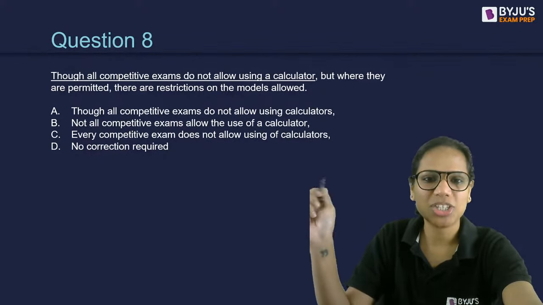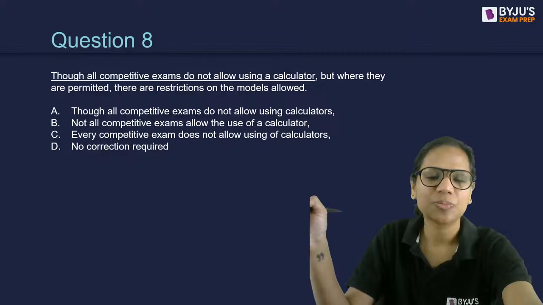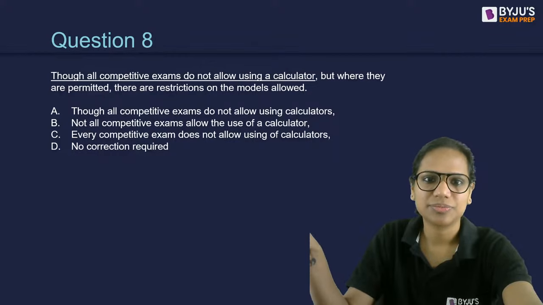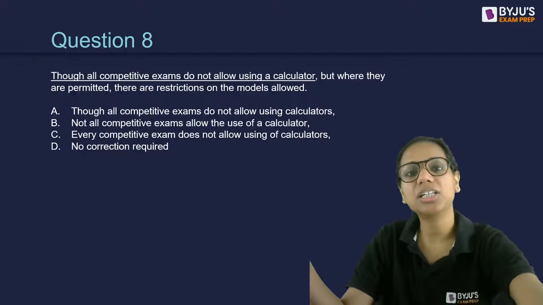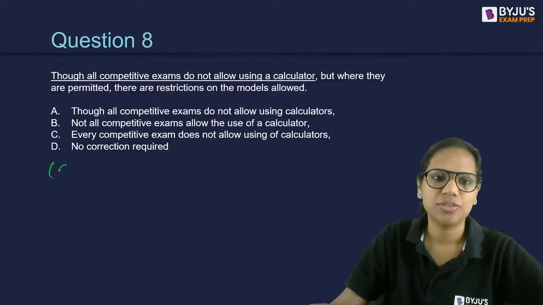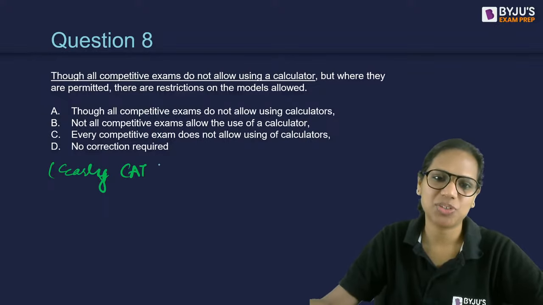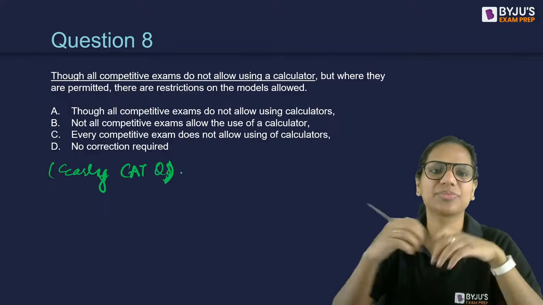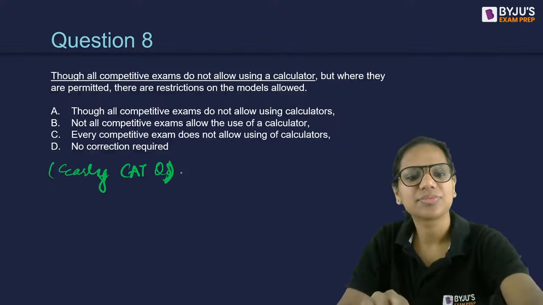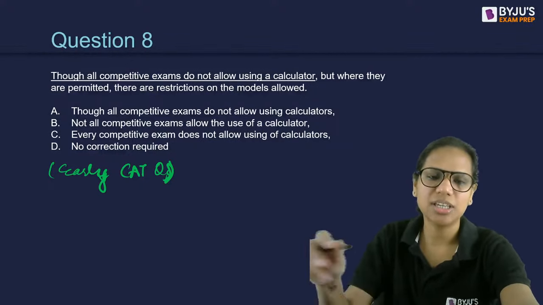Okay, yes. Last question for the day. I want your enthusiastic response. What do you say? This is an early CAT question, meaning from the early CAT papers. B is what you say.